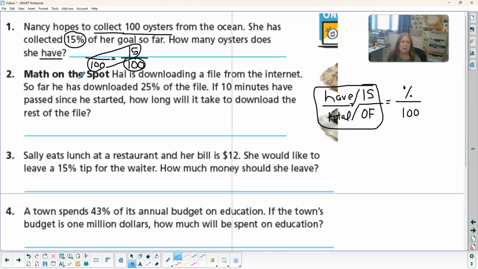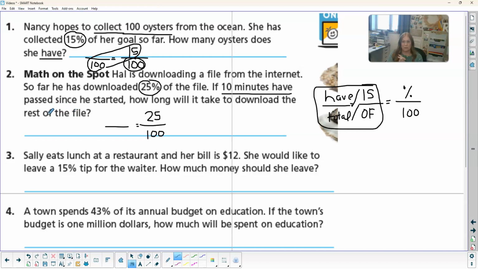Hey, number 2, math on the spot. Hal is downloading a file from the internet. So far, he has downloaded 25% of the file. So we're going to start with what we know. So 25 out of 100. If 10 minutes have passed since he started, how long will it take to download the rest of the file?